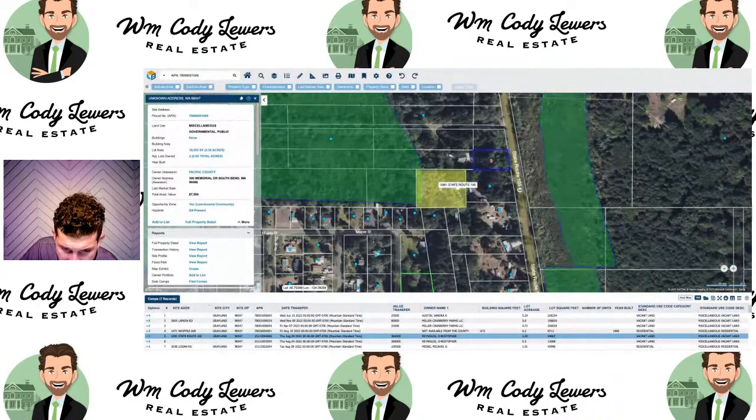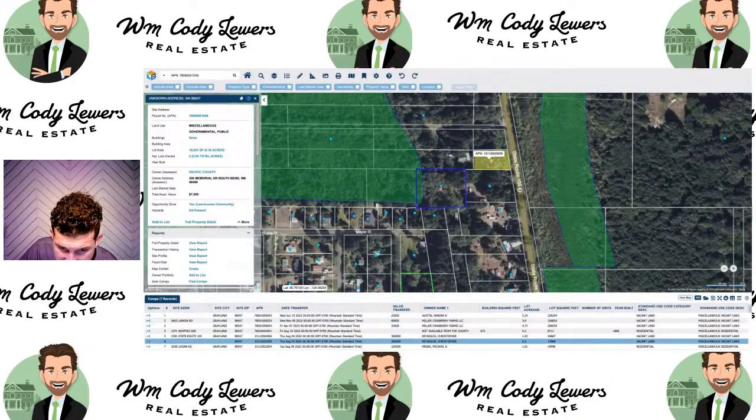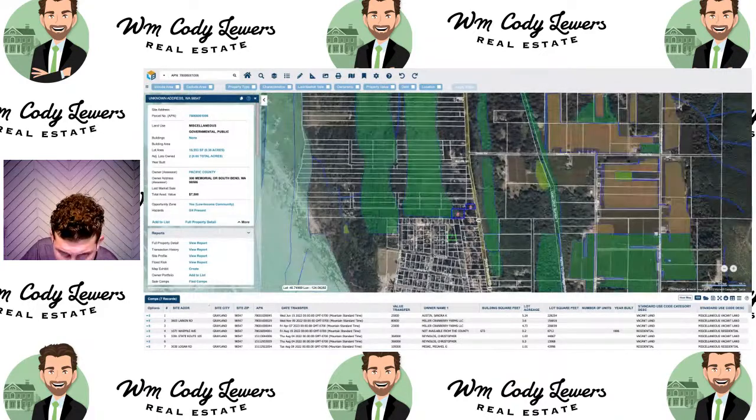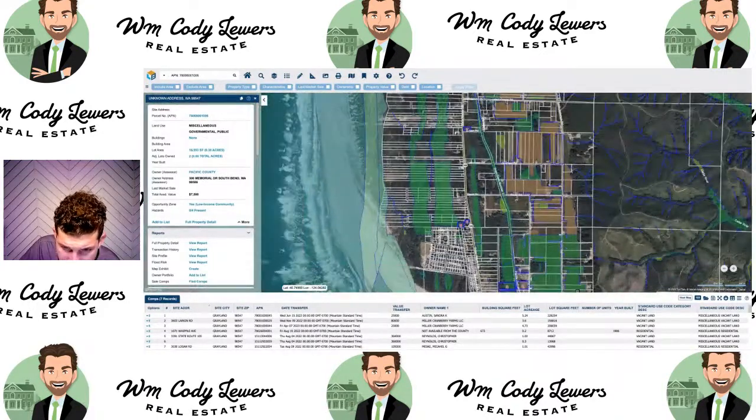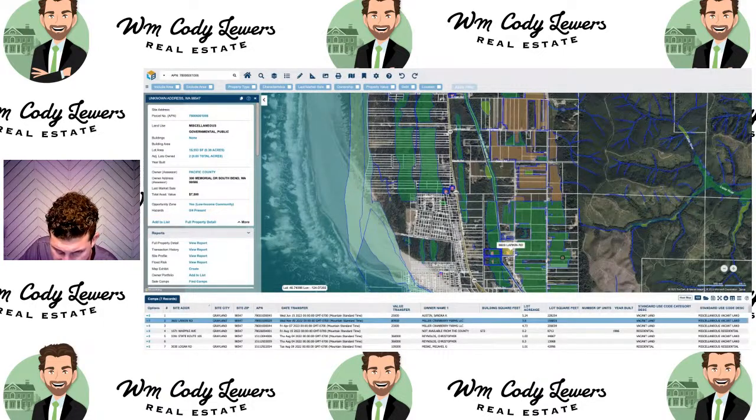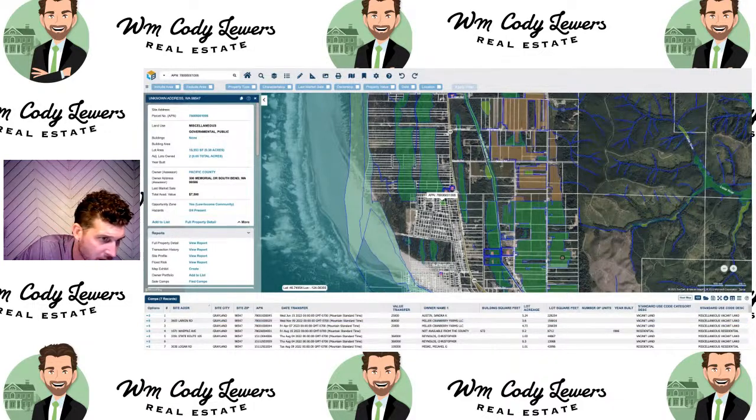Five traded hands at 360. Six traded hands at 360 with the house. It's my timer, sorry. So 3.6 acres traded hands for $80,000. Our property's basically a half an acre. It's 0.4 acres.